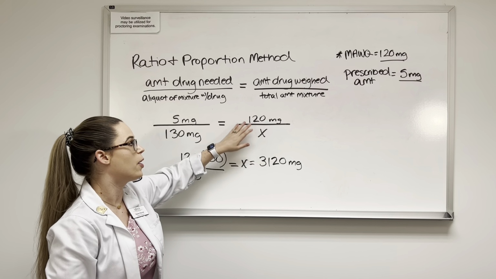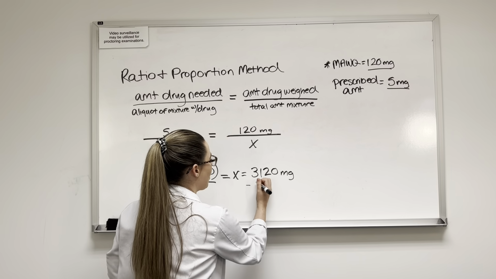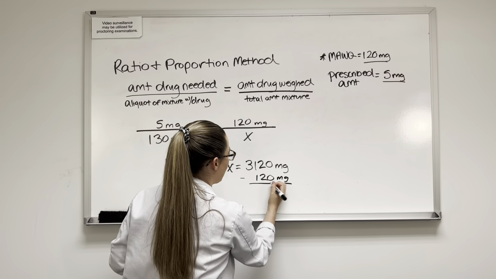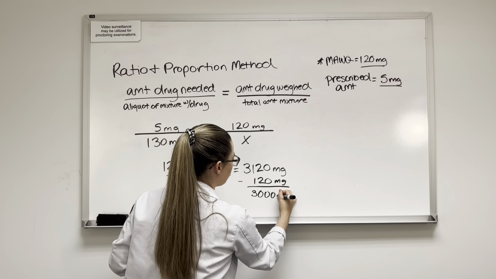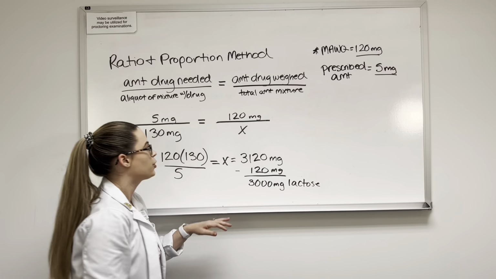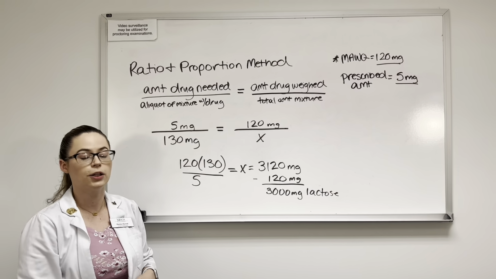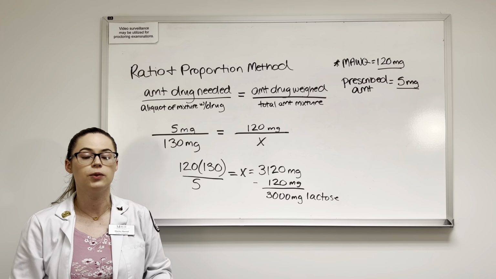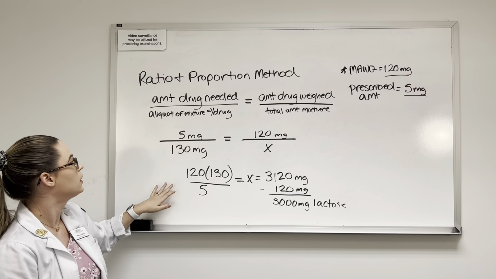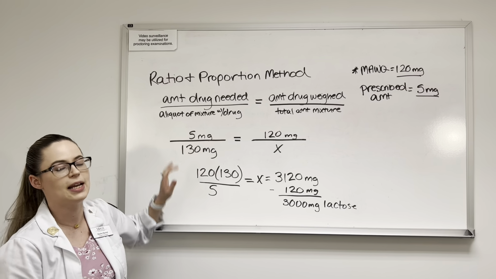However, we know that 120 milligrams of this is the drug. So, to determine the amount of lactose we need, we simply subtract the amount of drug we weighed. So you will combine 3,000 milligrams of lactose, our filler, with 120 milligrams of drug via geometric dilution, which we will go over later, in order to create an aliquot method. We will then take a 130 milligram aliquot of that mixture, and that will contain 5 milligrams of drug.